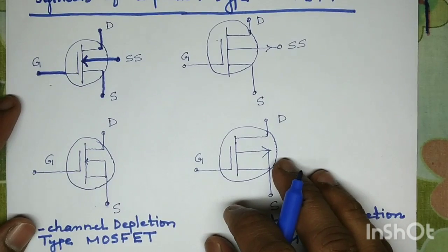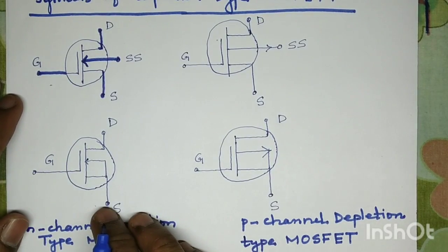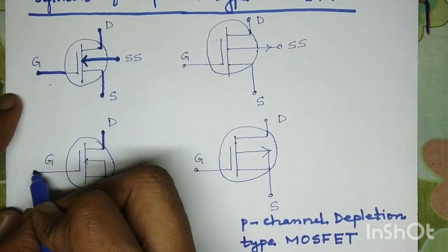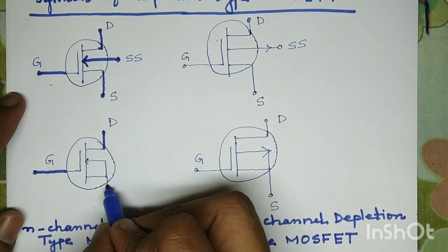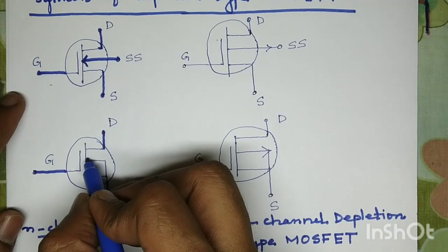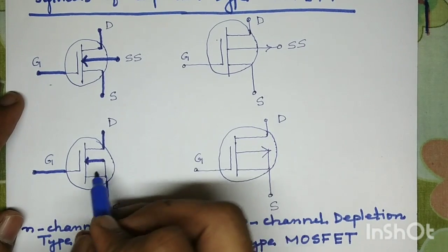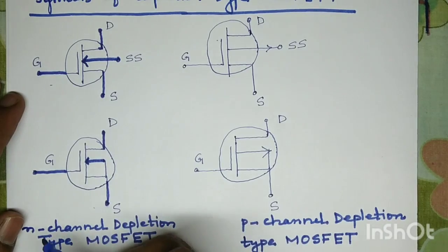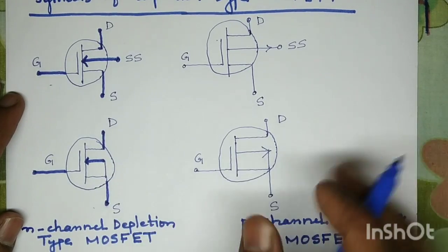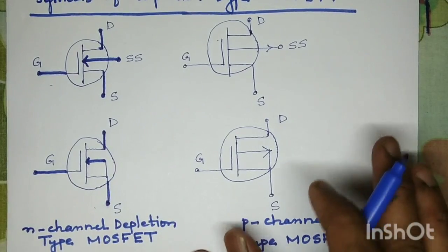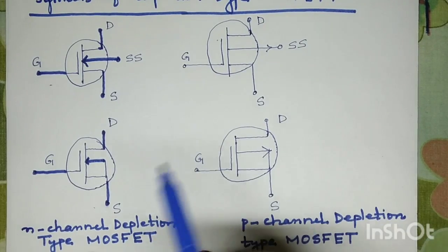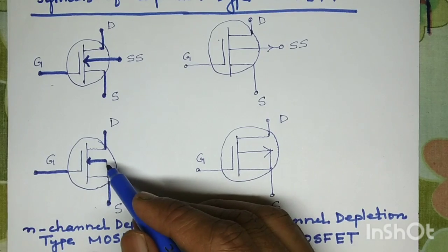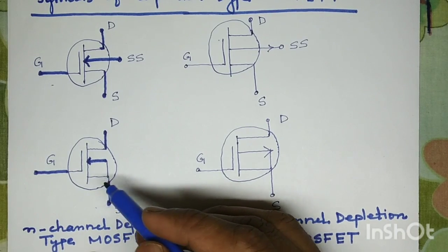Right? This is another symbol of n-channel depletion type MOSFET. This is the drain terminal, this is the gate terminal, and this is the source terminal. And in this case, the substrate and the source are connected to each other. The substrate and the source are connected to each other. So in this case, the substrate and source are connected to each other.